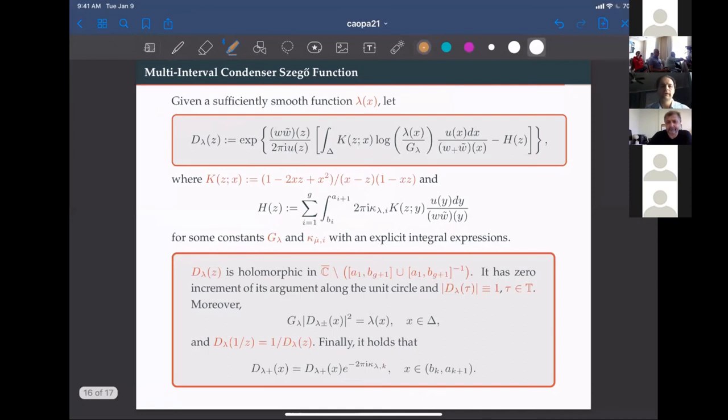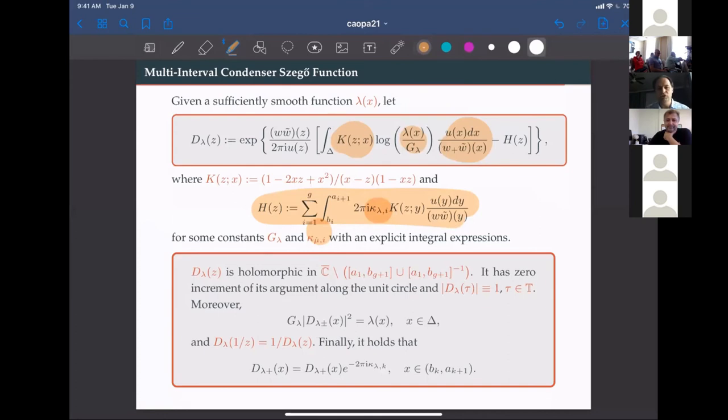Then I need to define the condenser Szegő function. It's done essentially in the same way. So I have my condenser Cauchy kernel. I have my weight lambda divided by geometric mean. The same factor here, only now I need to multiply by my polynomial U. And again, I need to adjust it by the integrals over the gaps with certain constants that, again, I can provide explicit expressions for.